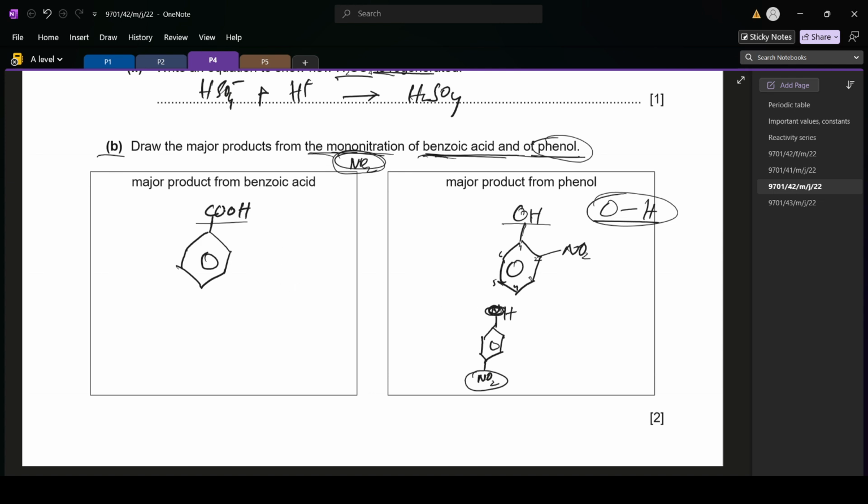Now this carboxylic group has a double bond, so it will be a 3 director, and the nitro group will be attached at the third position. That's how you work out whether it is a 3 director or a 2,4 director, and these will be your major products.